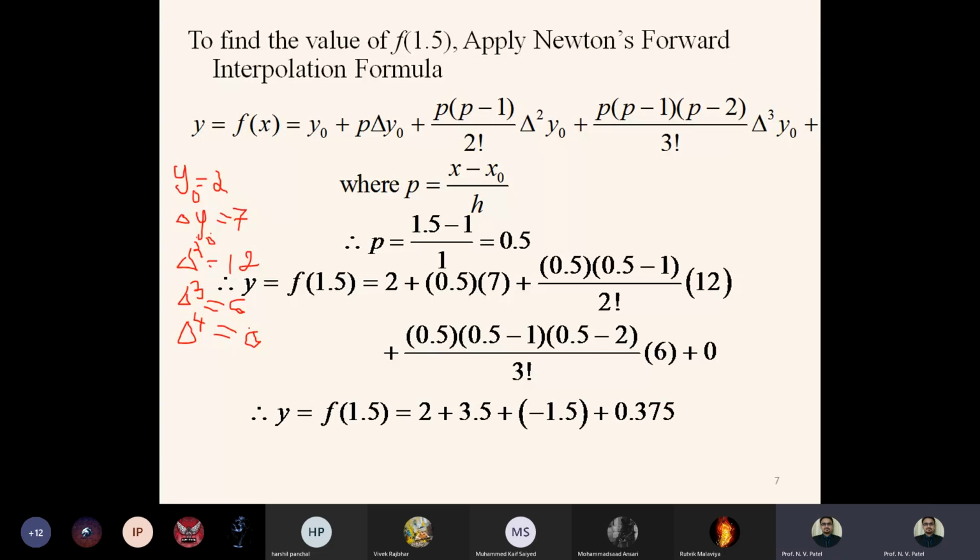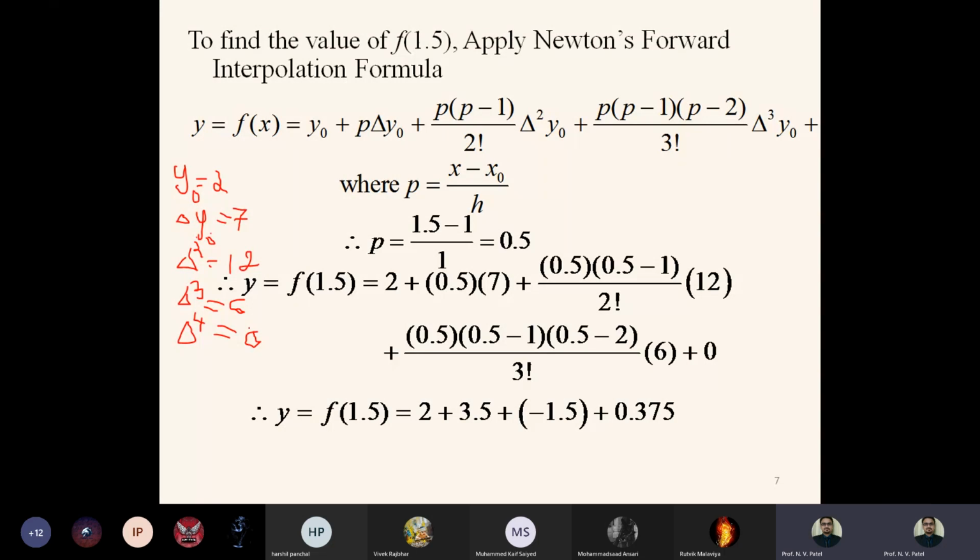So first value 2 is as it is. Then next 0.5 into 7, that is 3.5. And next value 0.5 into 0.5 minus 1 into 12 upon 2, because 2 factorial is similar as 2. So apply your calculator and get that value. So here it is minus 1.5.